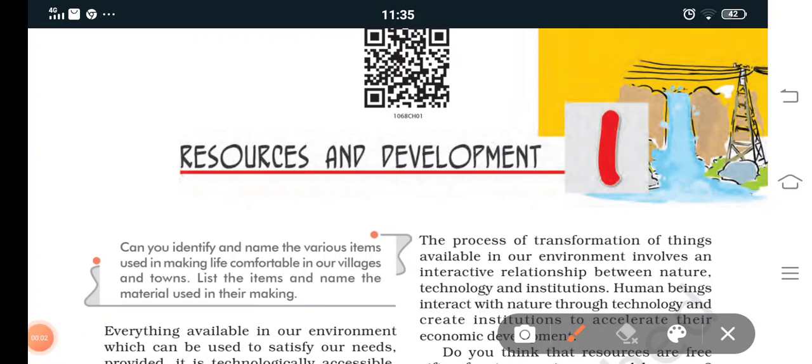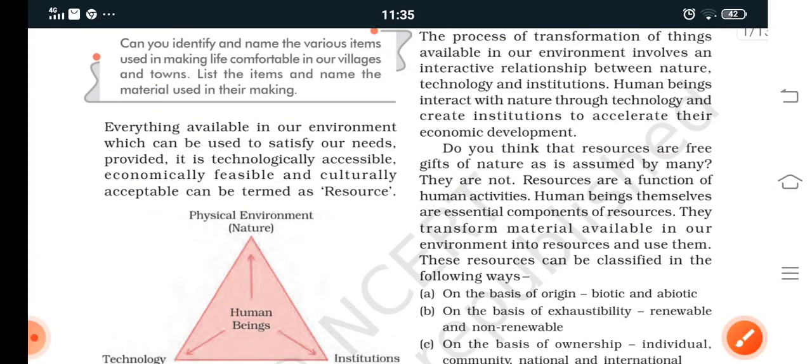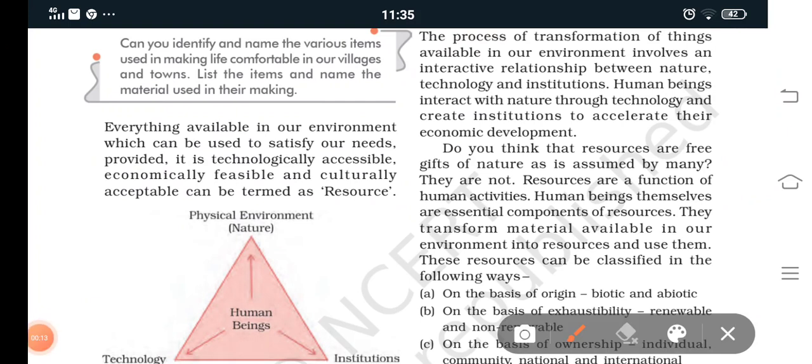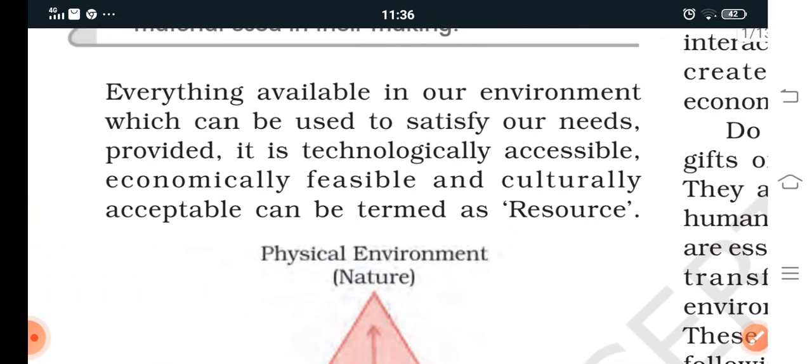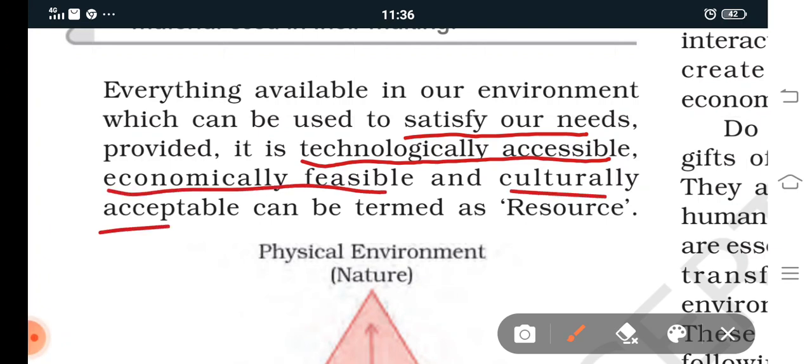Hello everyone. Today we will be doing class 10 geography chapter number 1, resources and development. So first of all, let's see what are resources. Resources are those substances which can be used to satisfy our needs, and they are technologically accessible, economically feasible and culturally acceptable.